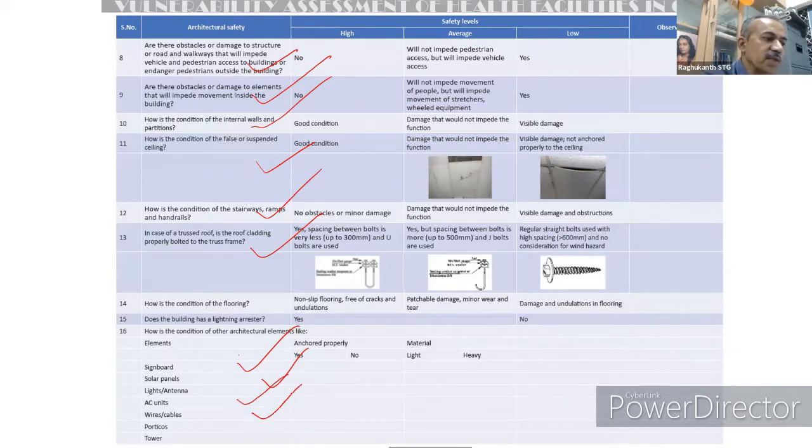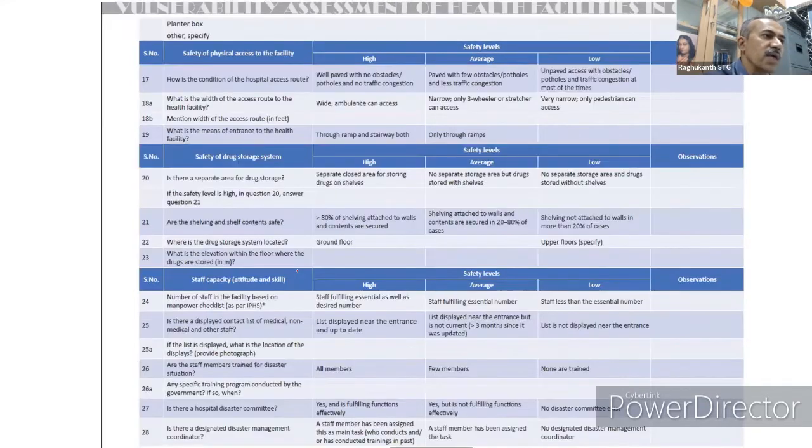AC units, wires, cables, porticos, towers, all those things. The lightning arrestor is also very important. Then safety of physical access, the hospital access route, as I already mentioned, how much is the width, can an ambulance pass through, the entrance, then safety of the drug storage system, where they are storing the drugs, then staff capacity, how much staff is there, whether the duty list is available, and whether staff members are trained.